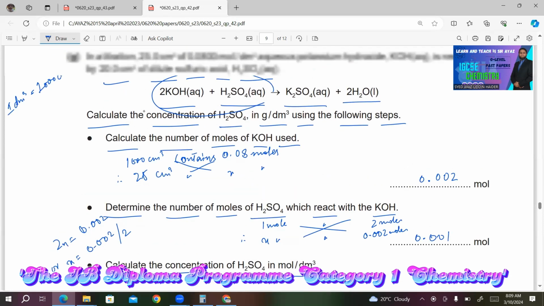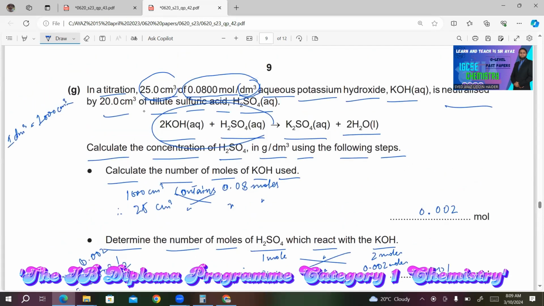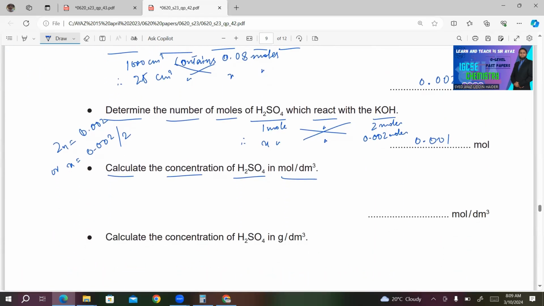Now calculate the concentration of H2SO4 in mole per dm cube. Coming back to the question again, you can see 20 centimeter cube of sulfuric acid is used here. So these are the moles in 20 centimeter cube. So what you will write? 20 centimeter cube contains 0.001 mole. Therefore, 1000 centimeter cube contain X mole.